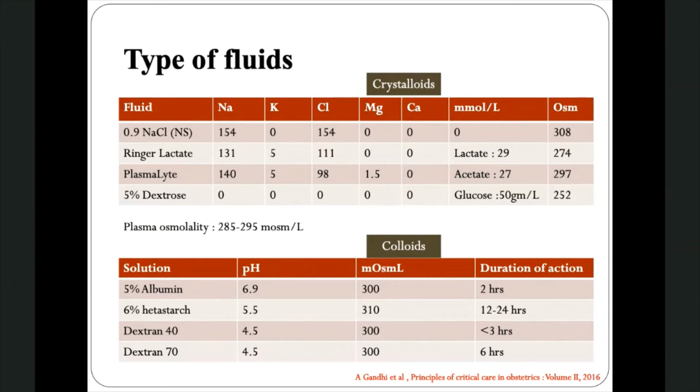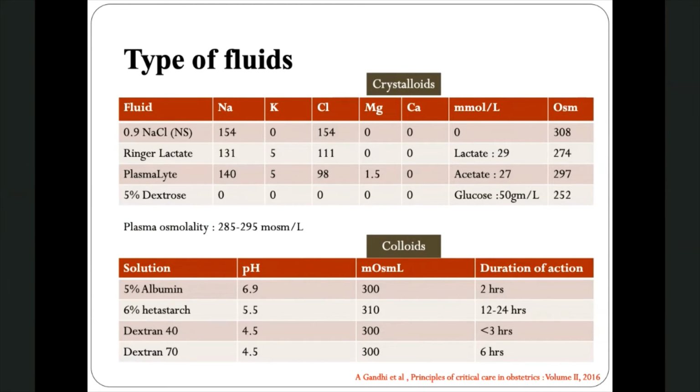Plasma-Lyte is something new, but it is costly. That's why it is not readily available. But the difference that you can appreciate here is that Ringer lactate and Plasma-Lyte both have potassium. Plasma-Lyte has magnesium as well. So this needs to be considered whenever we are supplementing. If the patient has hypokalemia, Ringer lactate or Plasma-Lyte is the fluid of choice.